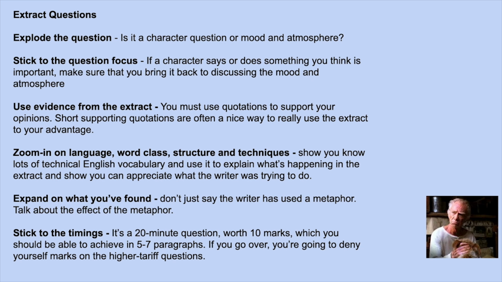If a character says or does something you think is important, make sure that you bring it back to discussing the mood and atmosphere. Then use evidence from the extract. You must use quotations to support your opinions. Short supporting quotations are often a nice way to really use the extract to your advantage. Then zoom in on language, word class, structure and techniques. Show that you know lots of technical English vocabulary and use it to explain what's happening in the extract and show you can appreciate what the writer was trying to do. Then expand on what you found. Don't just say the writer has used a metaphor, talk about the effect of that metaphor and how it affects the mood and atmosphere for this particular question.